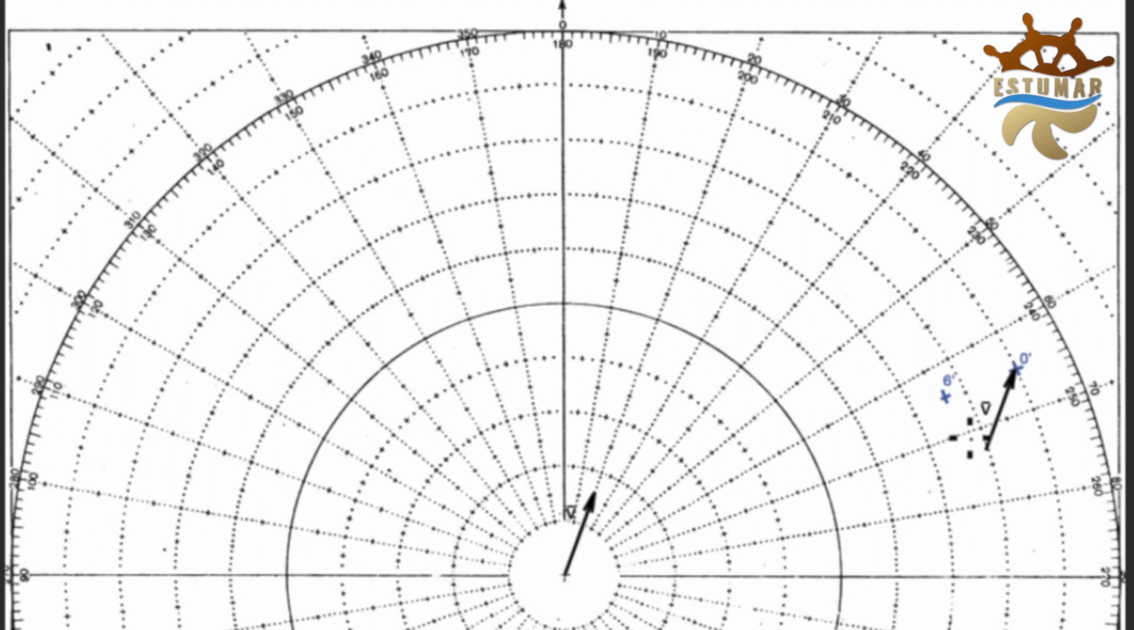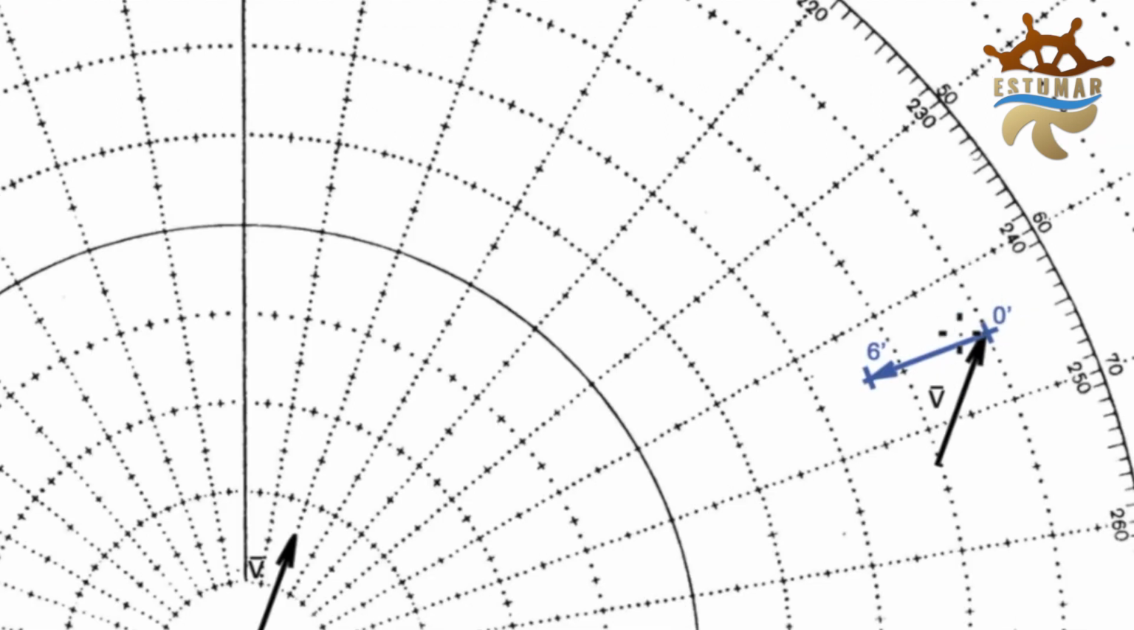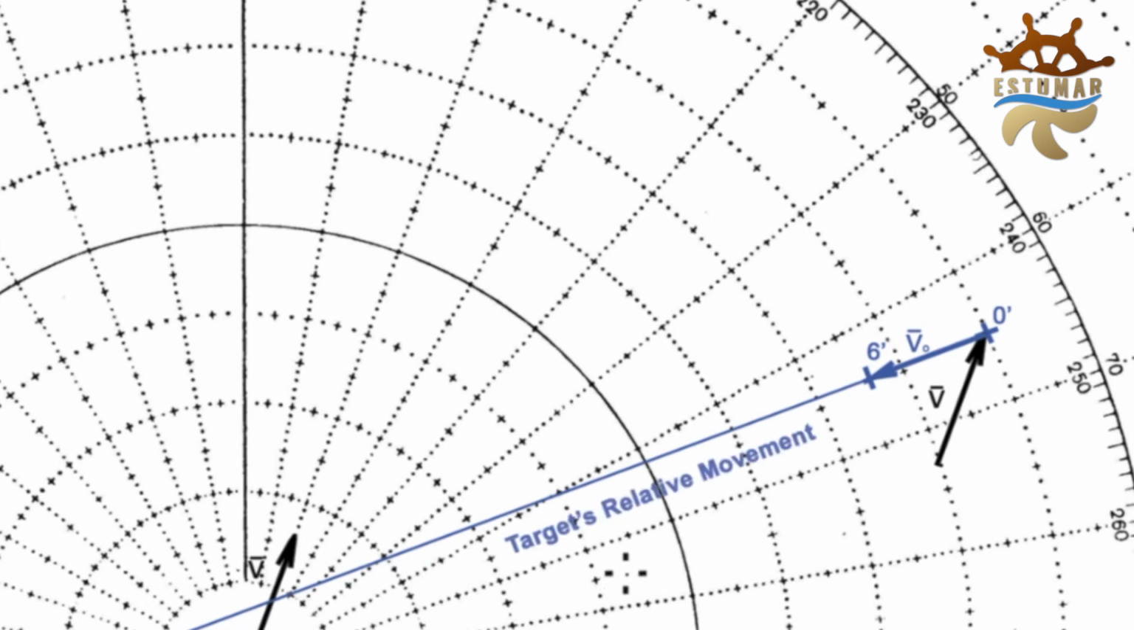Then we have the observation on the 6th minute, and we can say it is 64 degrees and 7.7 miles here. If we connect these two observations, we will have a vector of relative movement of the target towards here, and we will mark it as observed. If we continue, we will have the target's relative movement line, how it will continue to move.